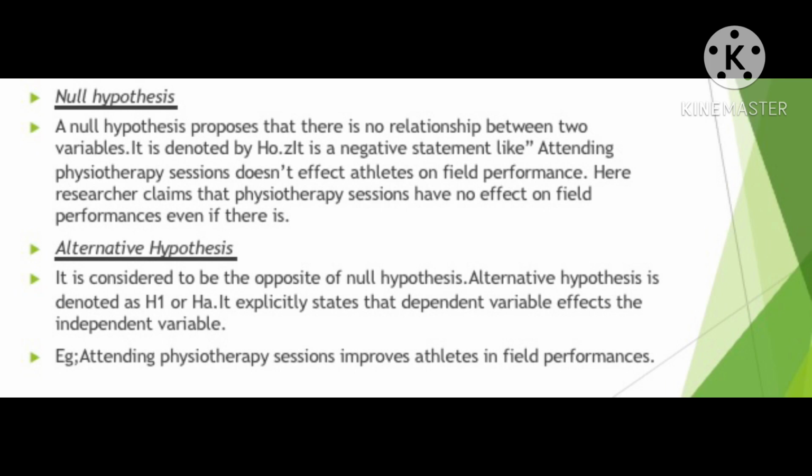Next is alternative hypothesis. It is considered to be the opposite of the null hypothesis. Alternative hypothesis is denoted by H1 or HA. It implicitly states that the independent variable affects the dependent variable. It is not a negative sentence, it is just the opposite of the null hypothesis. How can we say this same null hypothesis in an opposite way? For example, attending physiotherapy sessions improves athletes' field performance. We are saying it in a positive way. So this is called alternative hypothesis.